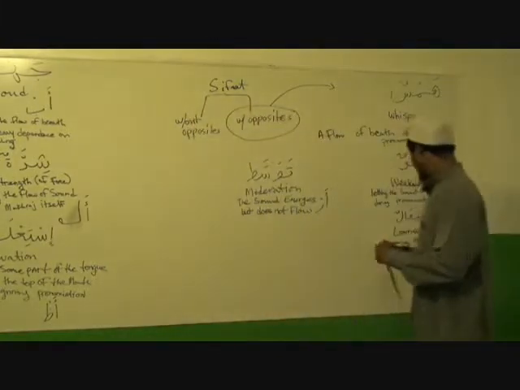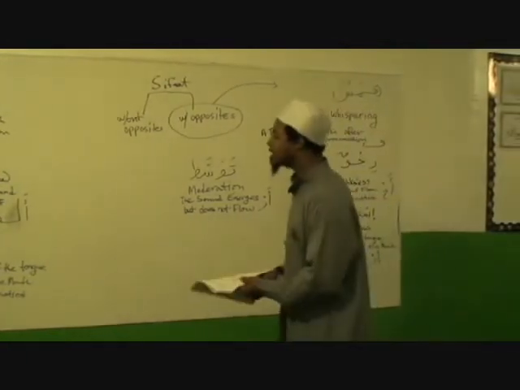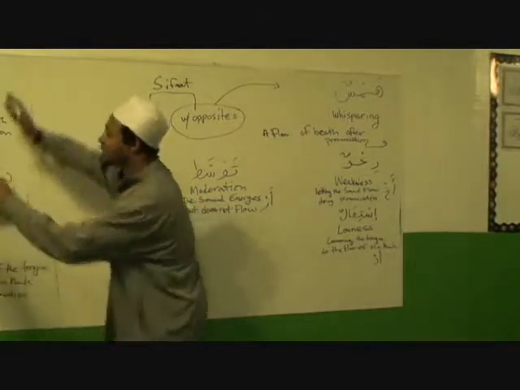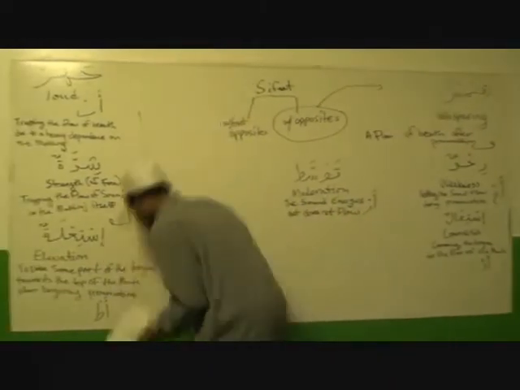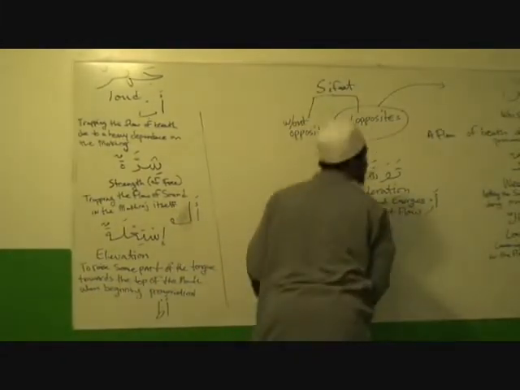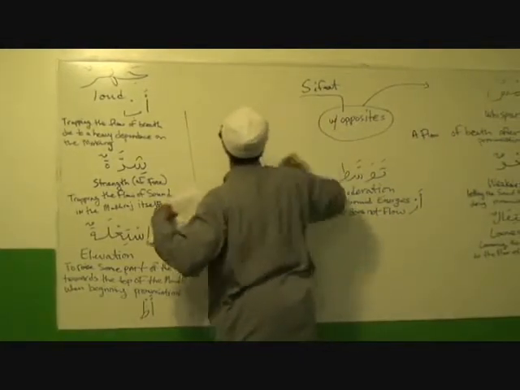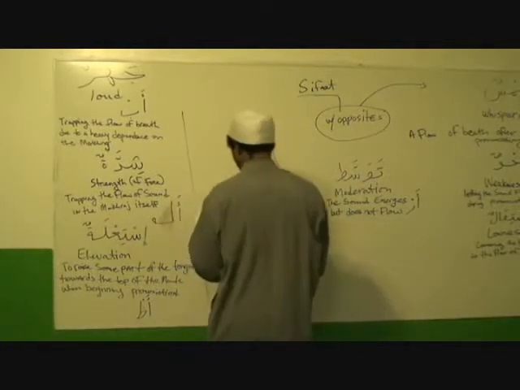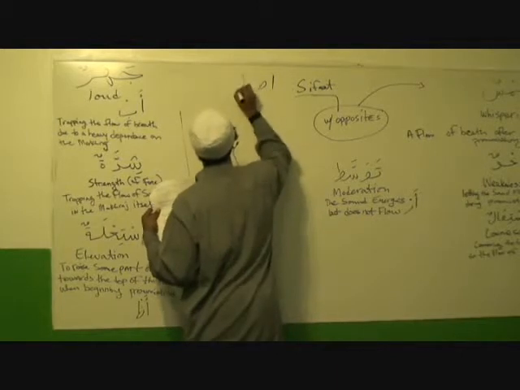Now, the next one is itbaq. Say itbaq. Itbaq is on this side, the big, powerful side. Not that you guys are not powerful, but you are not what we're dealing with on the powerful side. Itbaq. Everybody say itbaq. It's alif, ta, ba, qaf.